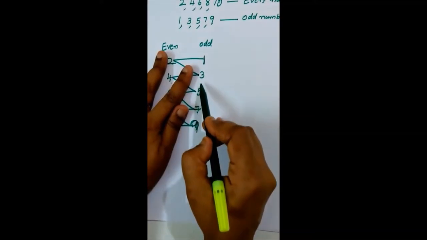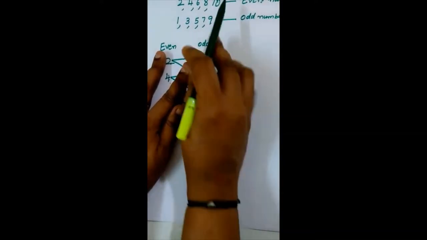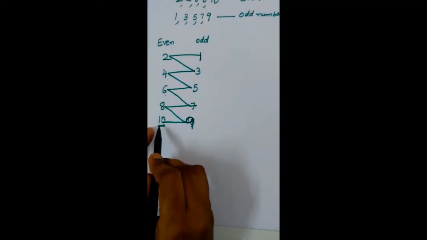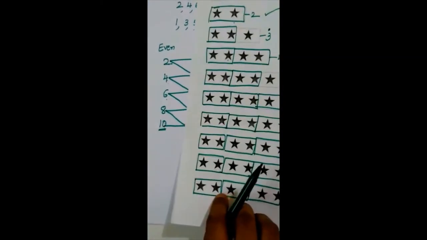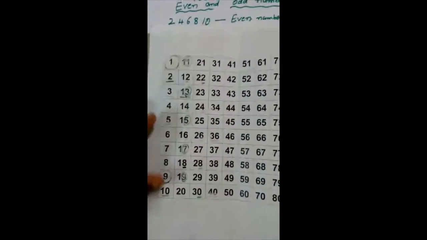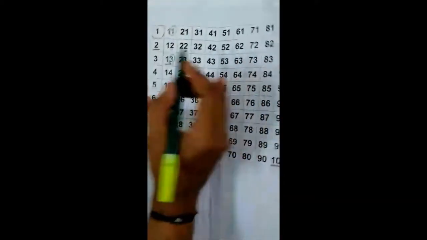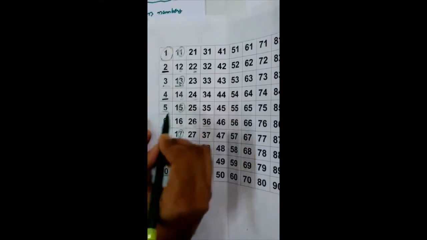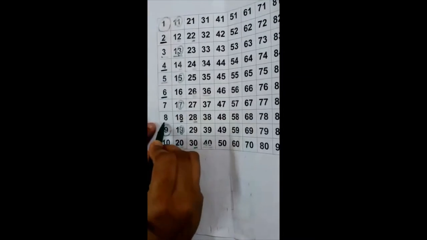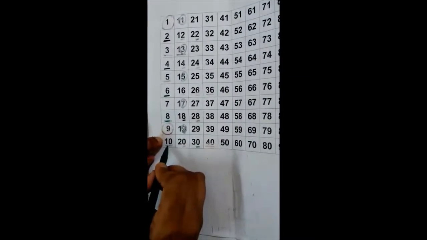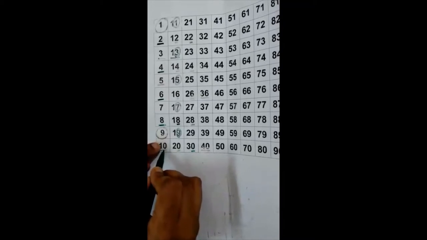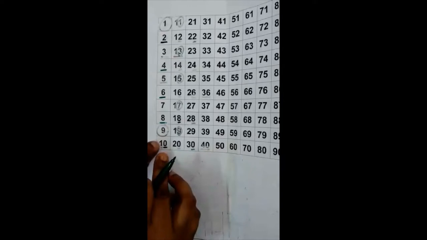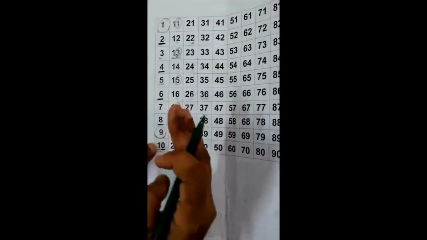So, 1, 3, 5, 7, 9, all are 1 digit numbers. These are all odd numbers. If you observe after 10, in this number chart, what are the even numbers we just discussed? 2, after that 4, next 6, after that 8. After 8 we get a 2 digit number, 10. If you observe the ones digit, what is the digit there? 0. So the numbers do not end with only 10. Yes, counting numbers are endless.